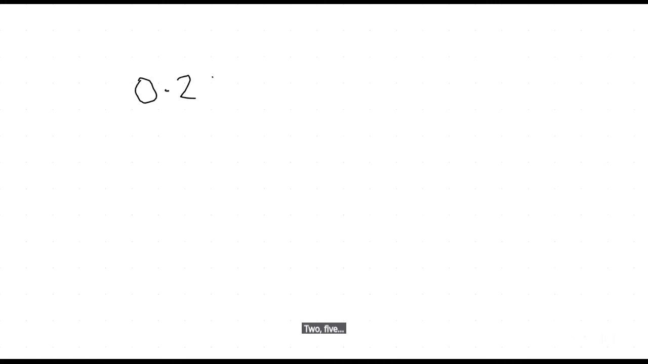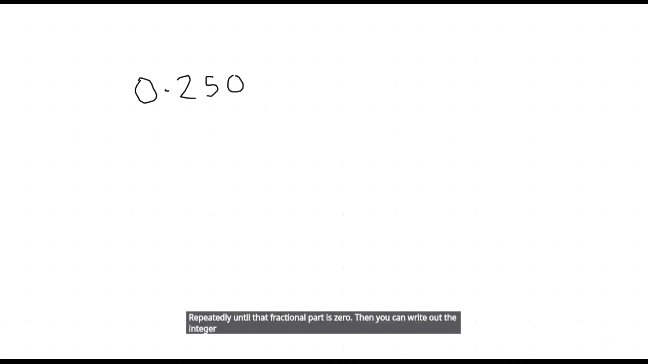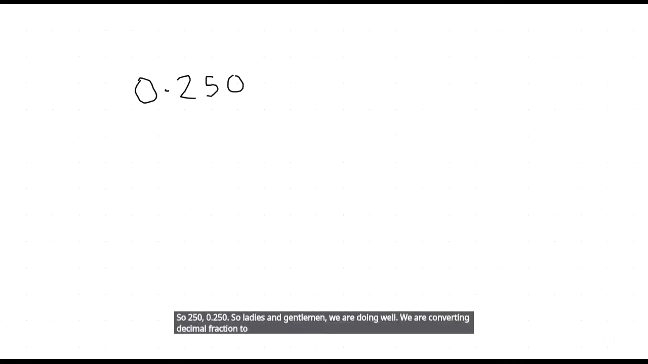0.250. On the slide, it was written that you multiply the fraction side by 2 repeatedly until that fractional part is 0. Then you can write out the integer parts from each multiplication in reverse order. So, ladies and gentlemen, we are converting a decimal fraction to a binary fraction. Keep on multiplying the decimal part by 2 until everything is 0.